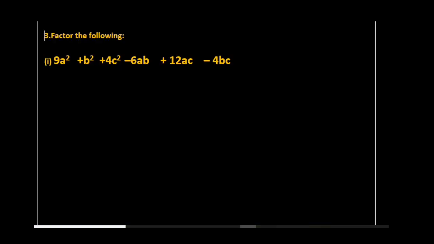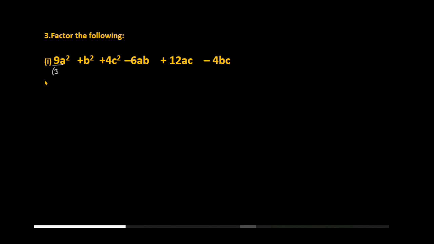Third question, factor the following. So look at the terms. 9a squared is a square term. We can write this as 3a the whole square. This is b squared. Then 4c squared is nothing but 2c the whole square. Now this term is in minus, which means either a is positive, then b negative, or a negative, b positive. Then only we can get the term as minus.